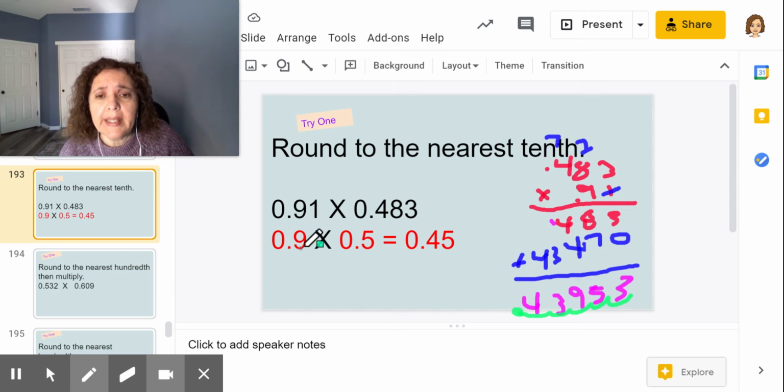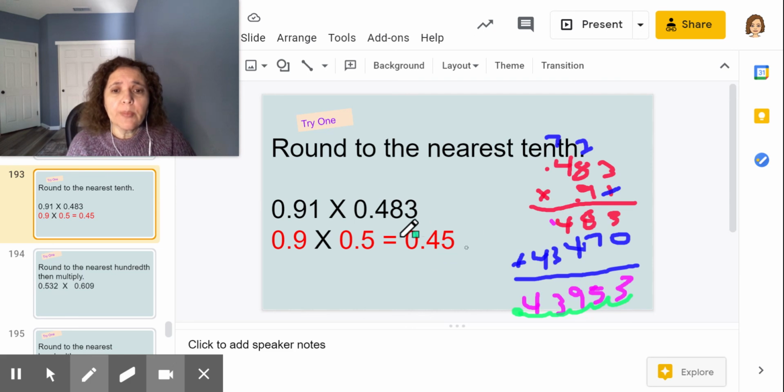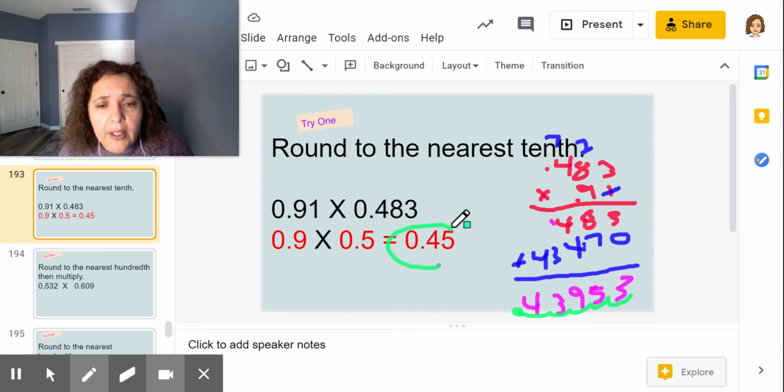And if I multiply 9 times 5, that's 45. And then add my decimal, so 45 hundredths. Then if you multiplied 483 times 91 without the decimals, you would have gotten 43,953. Then I added back my decimals, 1, 2, 3, 4, 5, 1, 2, 3, 4, 5 right here. So 4,500 hundredths, is that close?